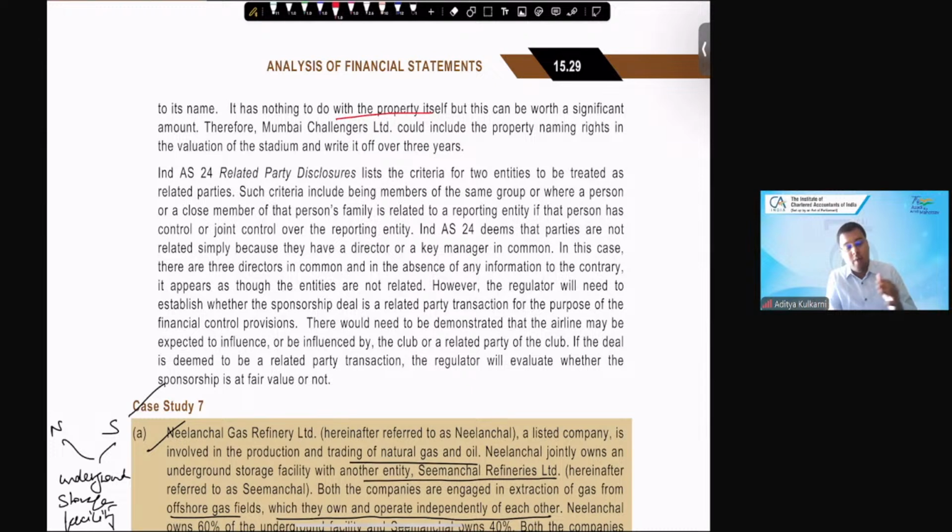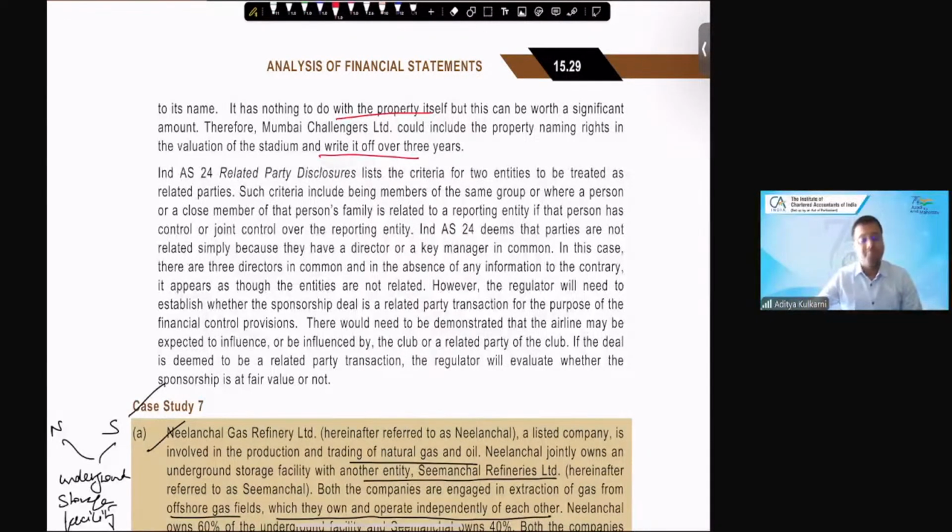And therefore, when I'm valuing the stadium as per Ind AS 113, I will also add the property renaming rights and I will write it off over whatever time period is there for that renaming. Okay, in this case, they've given 3 years. You can write it off over 3 years. Is it okay? Have you understood?